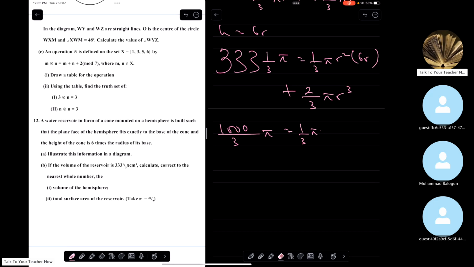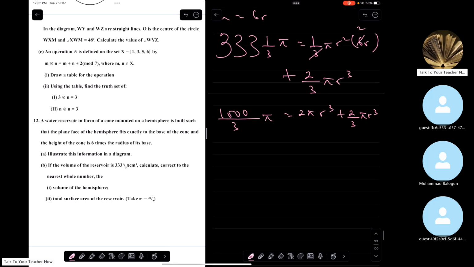No, what do we write here, please? We should write here. I think I can say 3 here, 1, 3 here, 2. Is that correct? So then I'm going to have 2 pi r cubed plus what? 2 over 3 pi r cubed. I hope this is correct.